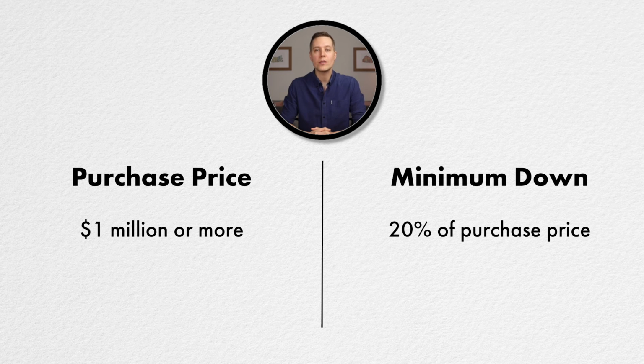And as soon as you hit $1 million, you're required to put a minimum of 20% down. And there's no sliding scale here. It's 20% down on the whole $1 million. So on a $1 million purchase, a minimum of $200,000 down. On a $1.2 million purchase, a minimum of $240,000 down. And one more thing to note here, if you're buying an investment property, so a second property, you are required to put a minimum of 20% down regardless of whether or not the purchase price is below $1 million.